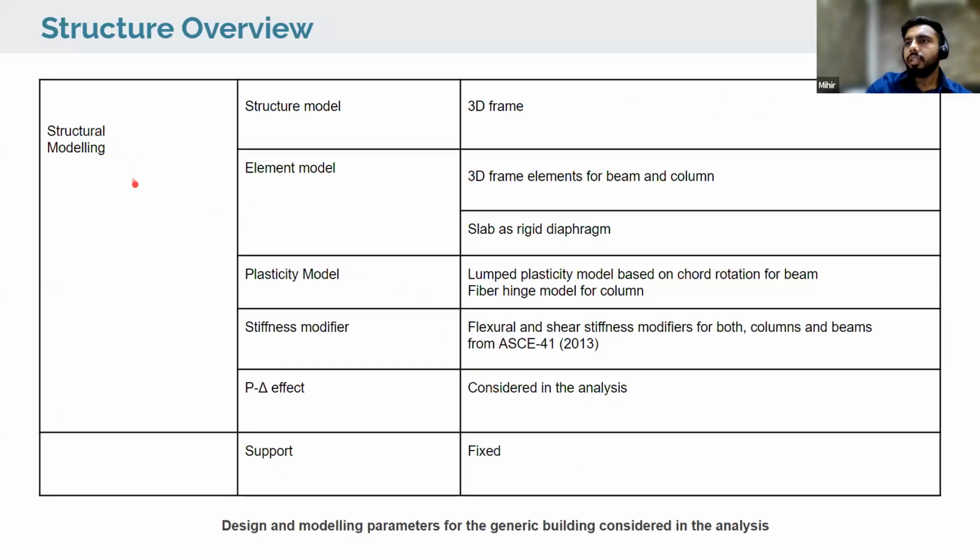Then if we talk about the structure modeling, the structure will be modeled as a 3D frame with elements of beam and column. If you talk about finite element analysis, there are different types of elements that can be used for the modeling. It can be either your frame elements, truss elements, plate, or shell elements. Based upon the requirement, we choose what type of element we want for the analysis.